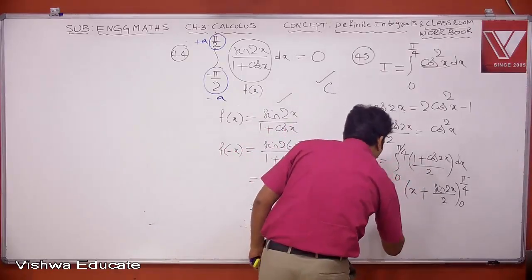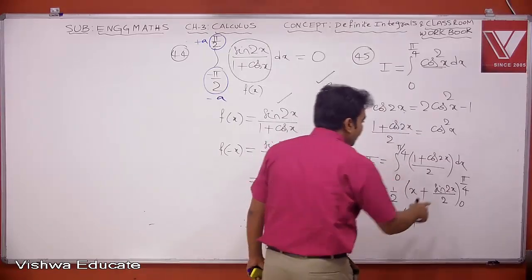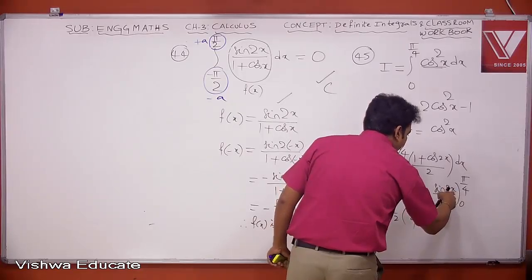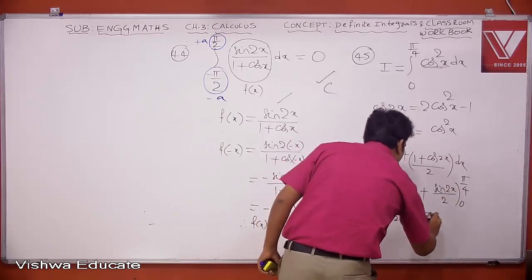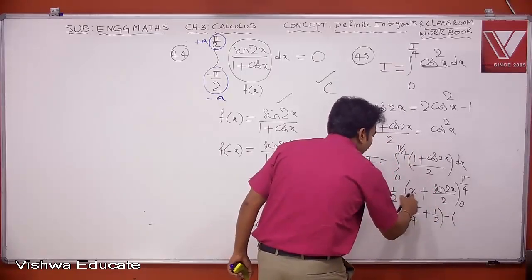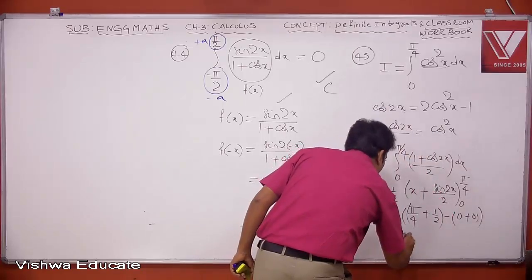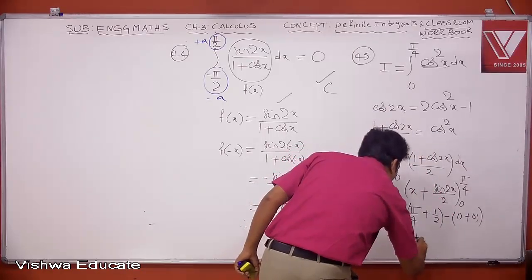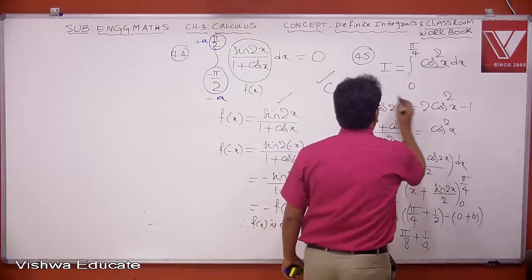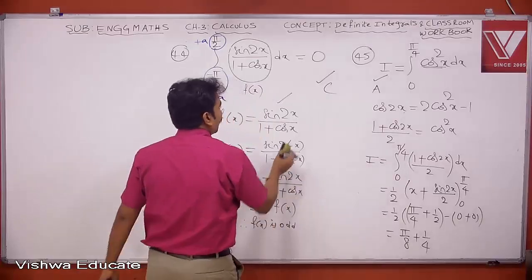Therefore replace x by the upper limit. This is 1 by 2 into pi by 4, and when you replace x by pi by 4 in 2x, this becomes pi by 2. Sine 90 is 1, so this is 1 by 2, minus, replace x by the lower limit 0, plus sine 0 is 0. Therefore this is pi by 8 plus 1 by 4. So option A is the right answer for question number 45. Just normal integration.